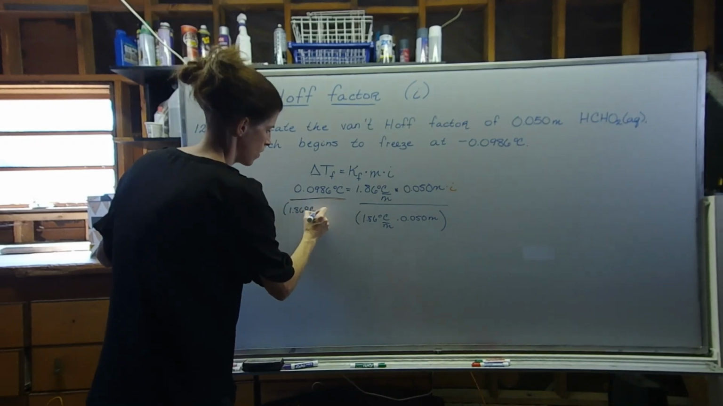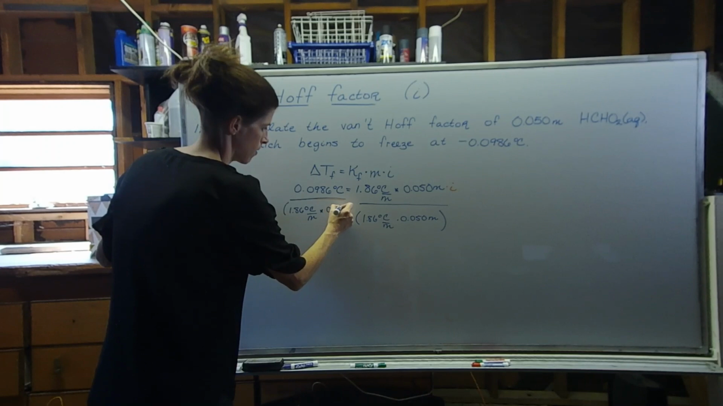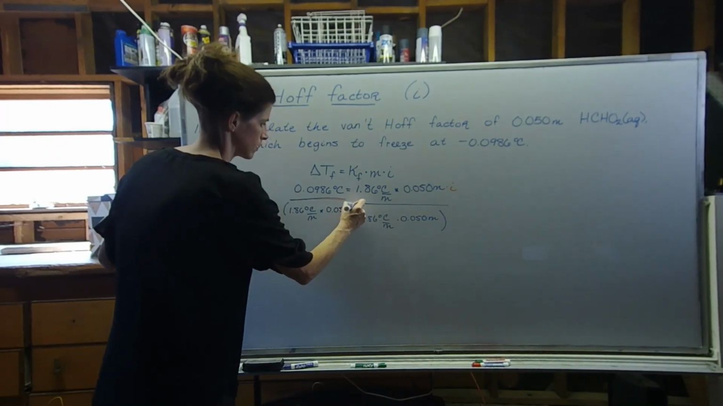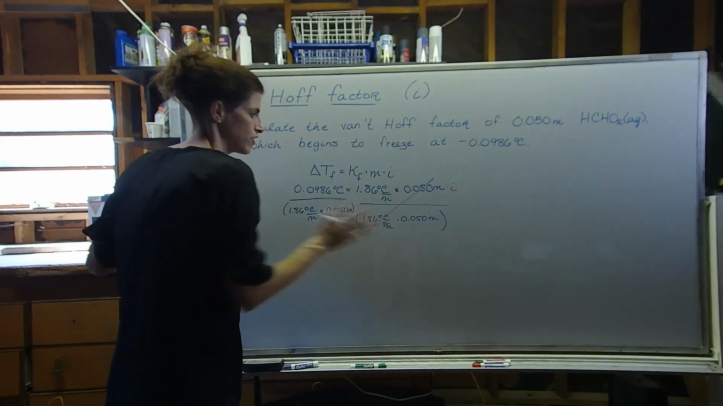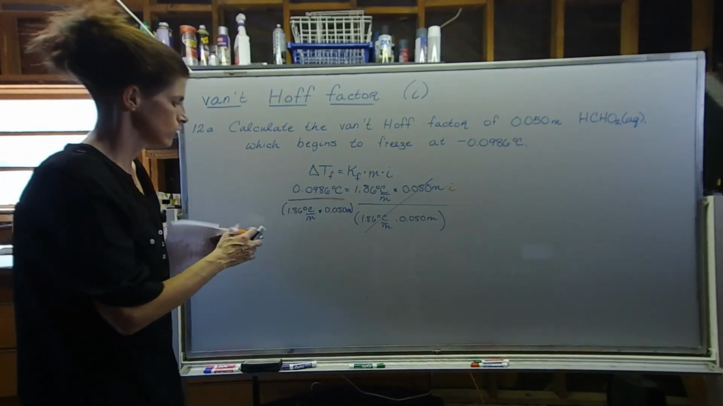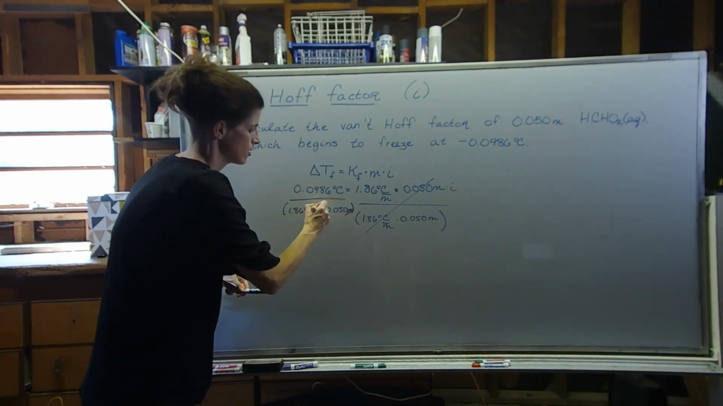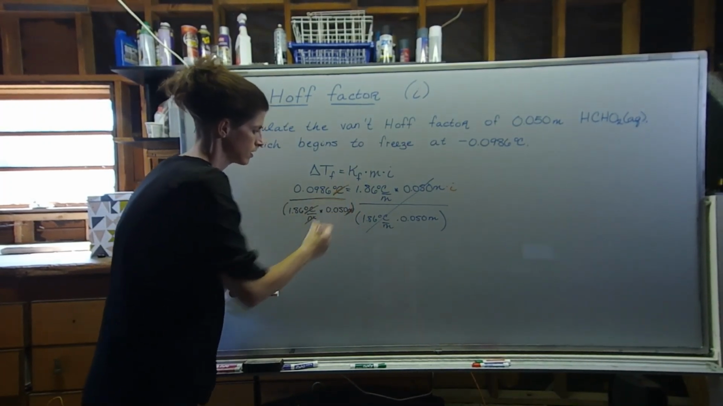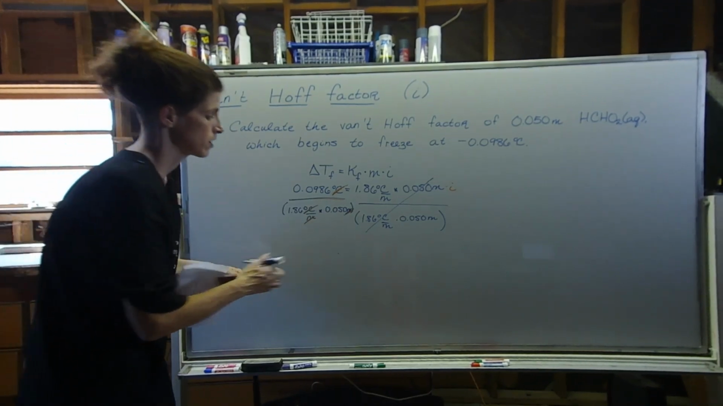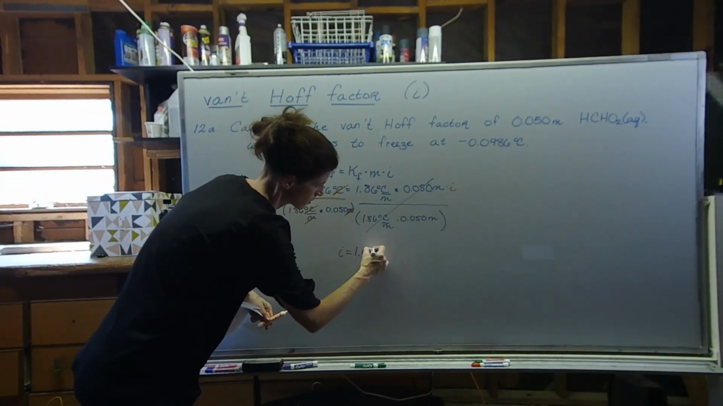Alright, so we do want to check how units are canceling on these. i is a unitless constant. I haven't really emphasized that enough in the introduction, but i is unitless. And what we see here is that molality cancels with molality, and degrees Celsius cancels with degrees Celsius, and that leaves us with no units and an i value of 1.06.